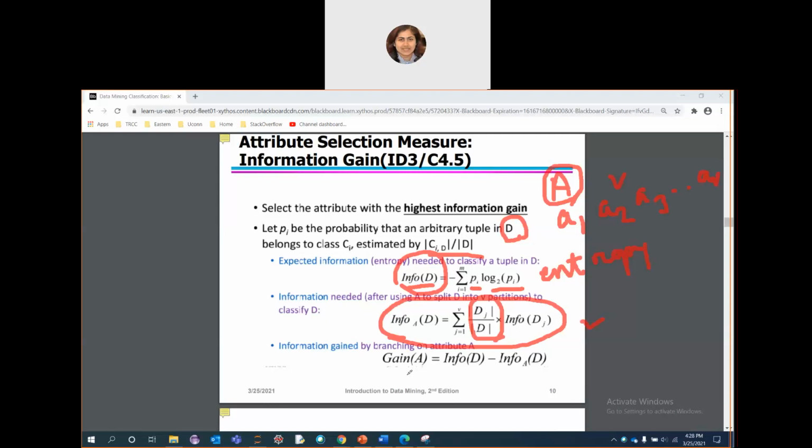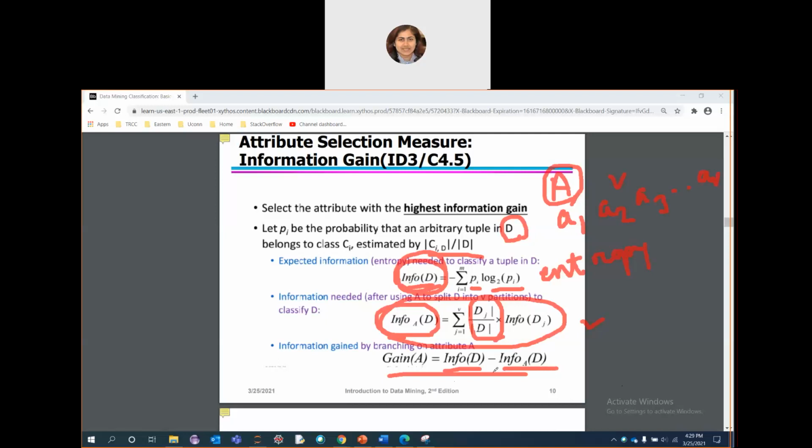Then next, the last formula, the third one, Gain: information gained by branching on attribute A. Let's look into that. What is that? It is basically Info(D), whatever you got in Info(D), minus this one, the information needed for splitting on A. So information gain can be defined as the difference between the original information requirement and the new requirement after partitioning. This Info_A(D) is obtained after partitioning or splitting on A. So this is your third formula.